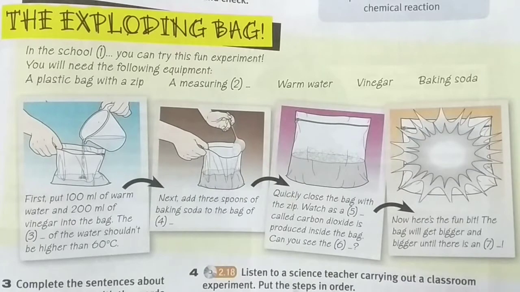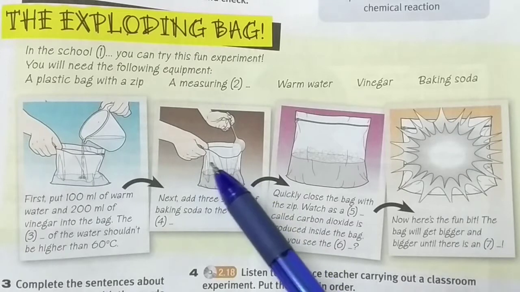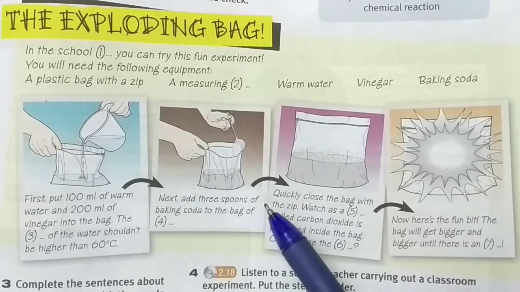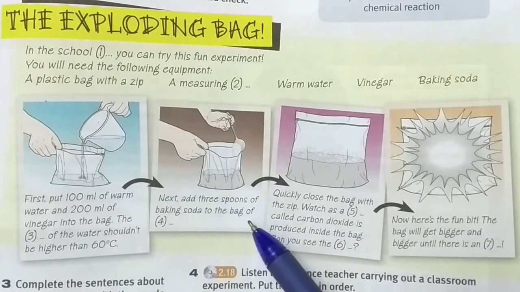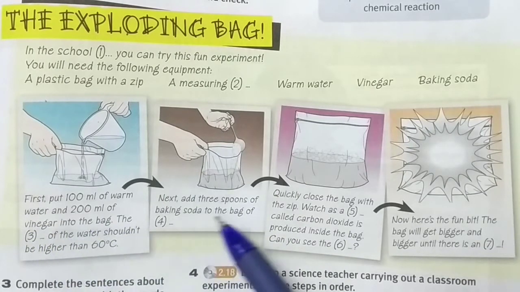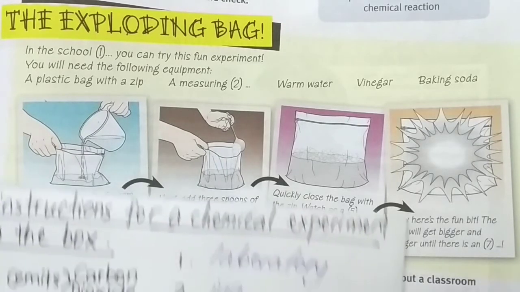Question 4. Next, add 3 spoons of baking soda to the bag of, well, to the bag of what? So what bag is this? It's containing liquid. So what kind of liquid? Warm water plus vinegar. So it's a mixture of warm water and vinegar. So to the bag of liquid.